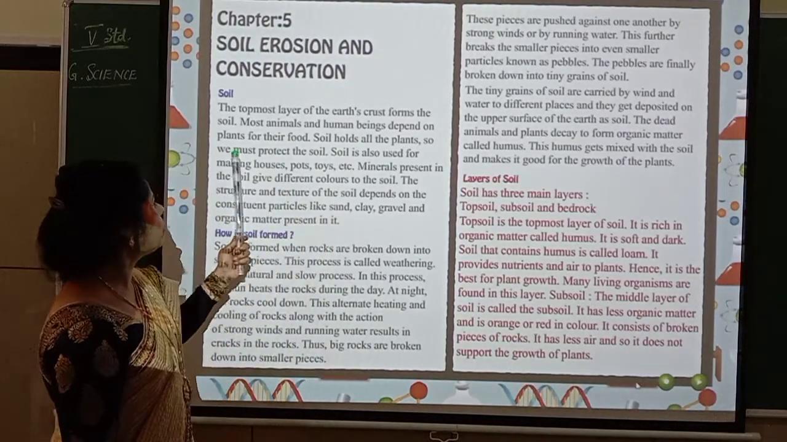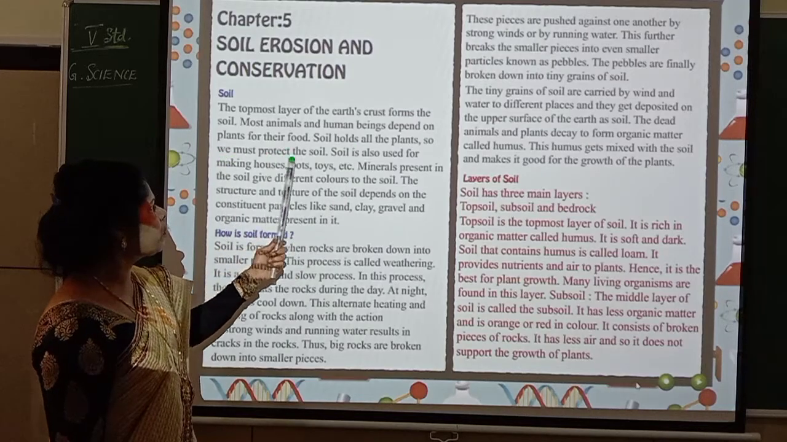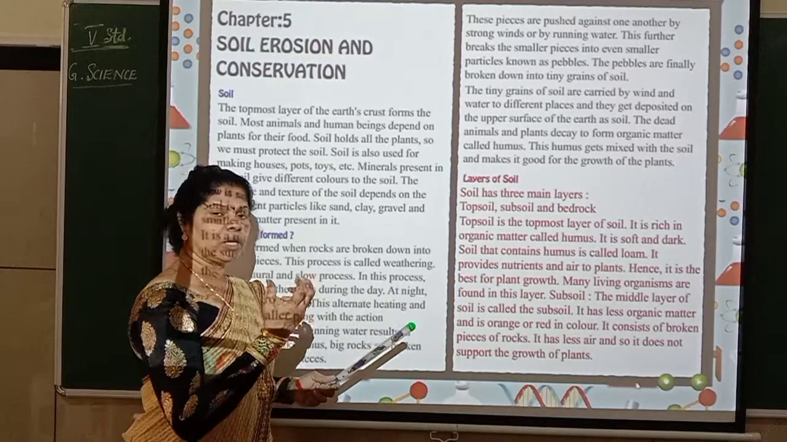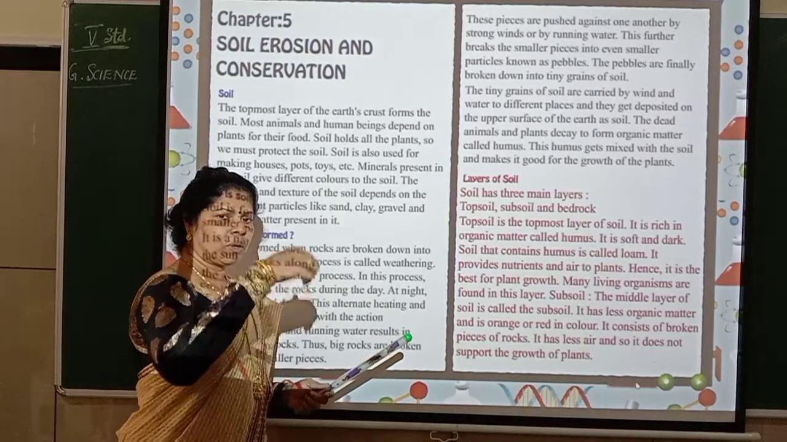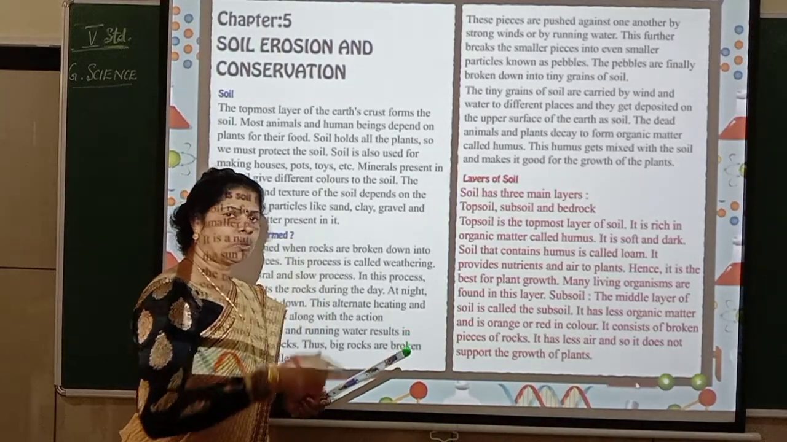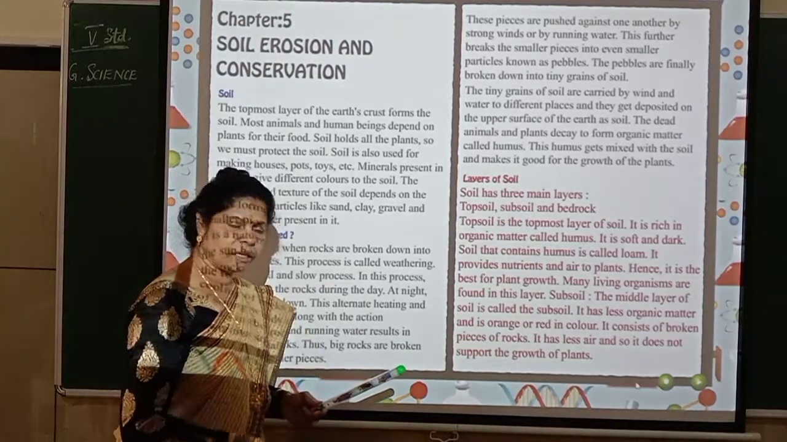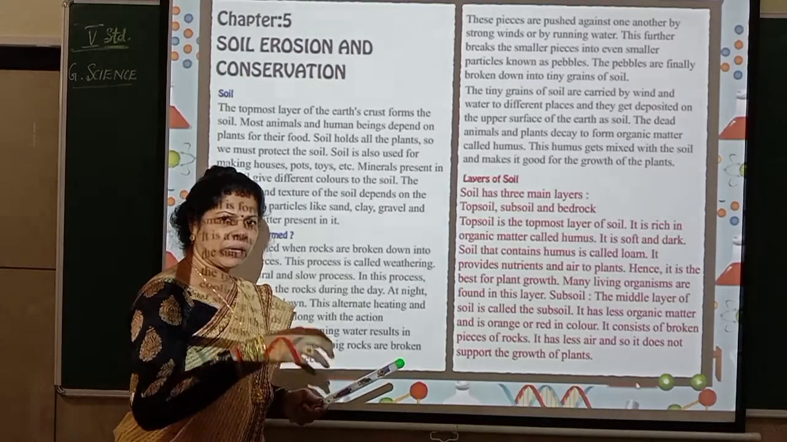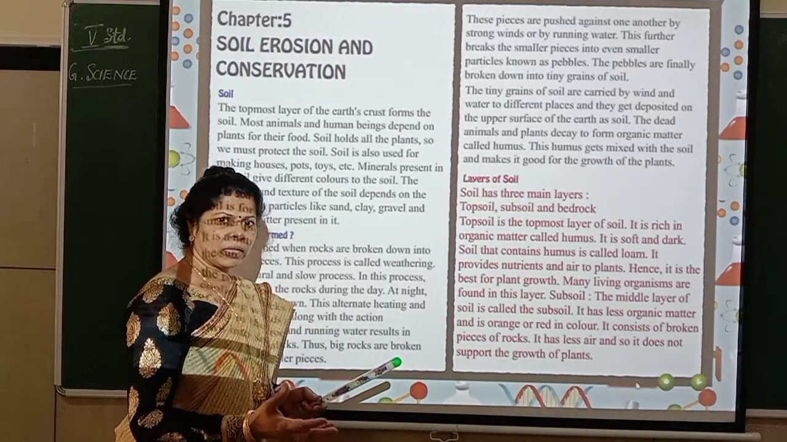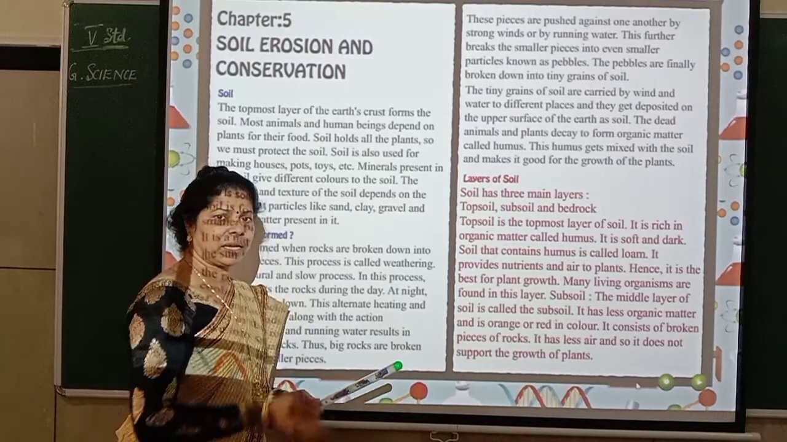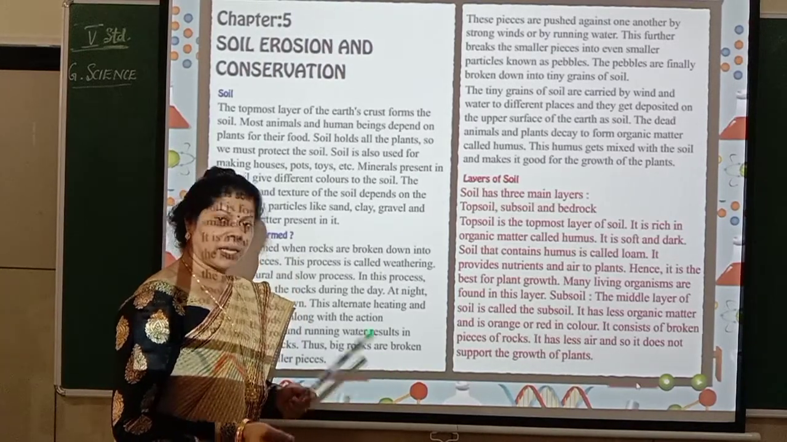Soil holds all the plants, so we must protect the soil. So what is the work of this soil? Soil is going to hold the plant. How? Because these plants have got a shoot and root system. Root means which grows under the ground, isn't it? It goes under the soil. So what happens when this root grows under the soil is that the soil is going to hold the roots tightly, making the plant stand erect.